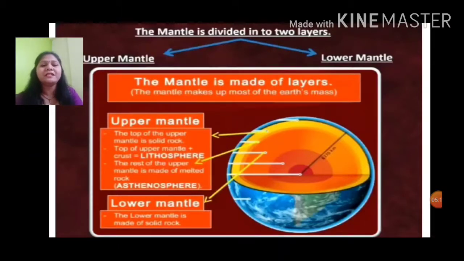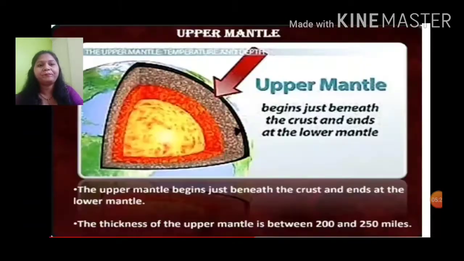Then below that is the lower mantle. The lower mantle is in solid form again. Let us see the upper mantle in detail. The upper mantle begins just beneath the crust and ends at the lower mantle. The thickness of the upper mantle is around 200 to 250 miles.